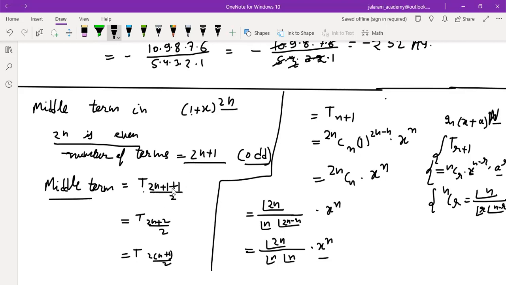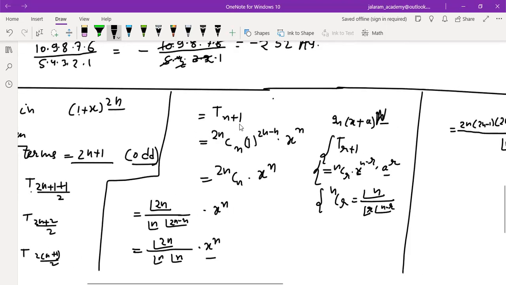So it becomes (2n plus 1 plus 1) upon 2, that is (2n plus 2) upon 2. When we take 2 common from this, 2 will be cancelled out. So it is t(n plus 1), that is t(r plus 1) is nCr x to the power n minus r into a to the power r. So if we compare it with (x plus a) whole to the power n, there is 2n in place of n. So we write 2n.